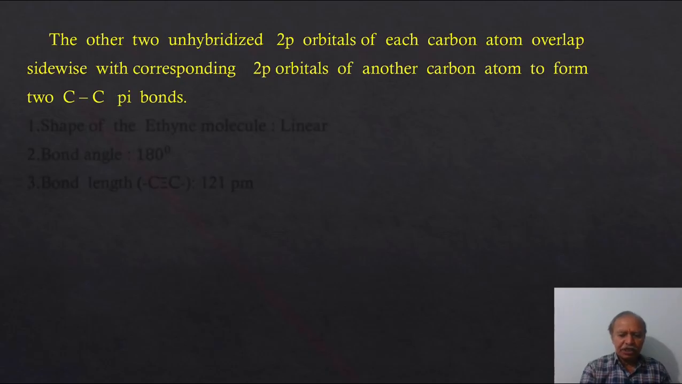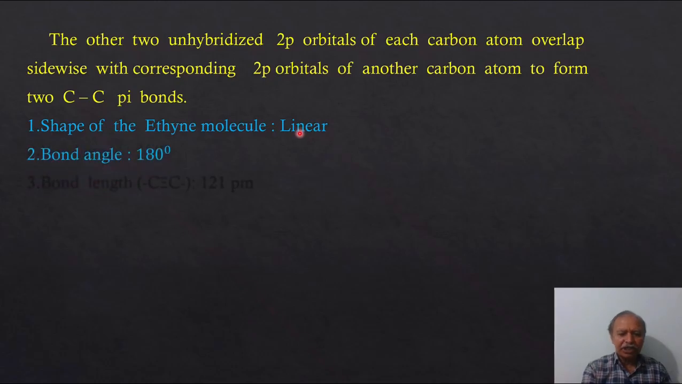Now we shall look at the bond parameters and the shape of the molecule. The shape of the ethyne molecule is linear because the sp hybrid orbitals of each carbon atom are oriented in a straight line at an angle of 180 degrees. So the shape of the ethyne molecule is linear and the bond angle is 180 degrees. The carbon to carbon triple bond length is 121 picometers.